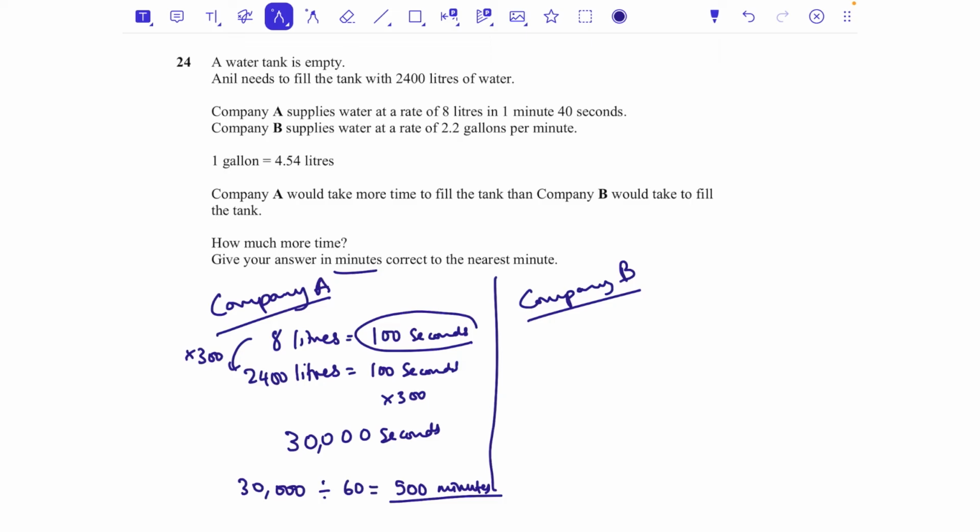I don't want to convert that to hours because I want my answer in minutes, the difference between them at the end. So for Company B, we've got 2,400 litres of water, but we know it fills at a rate of 2.2 gallons per minute. So what I want to do is change this 2,400 litres. If I want to get from litres into gallons, I'm going to divide by 4.54. So 2,400 divided by 4.54 is going to get me how many gallons that is.